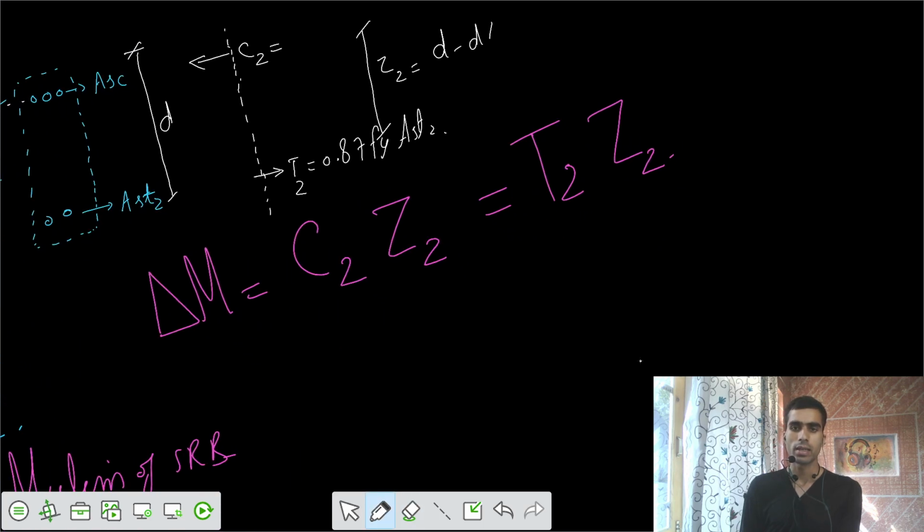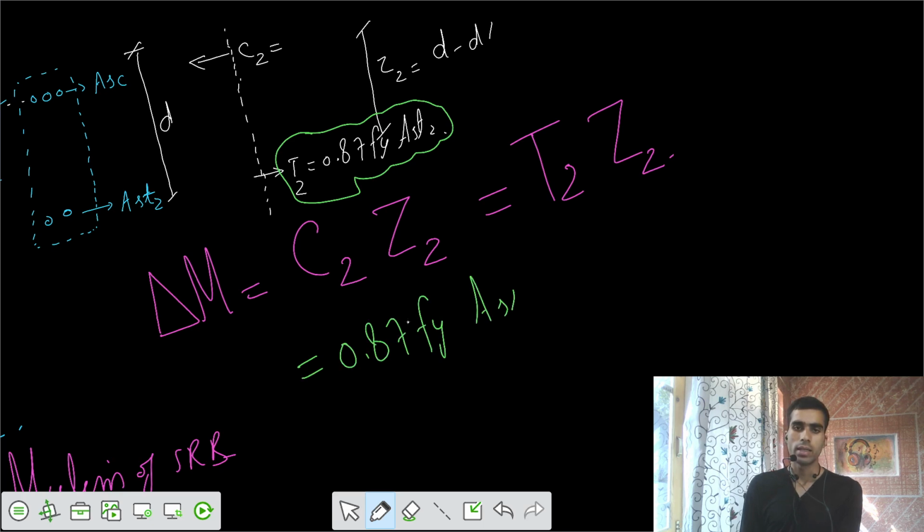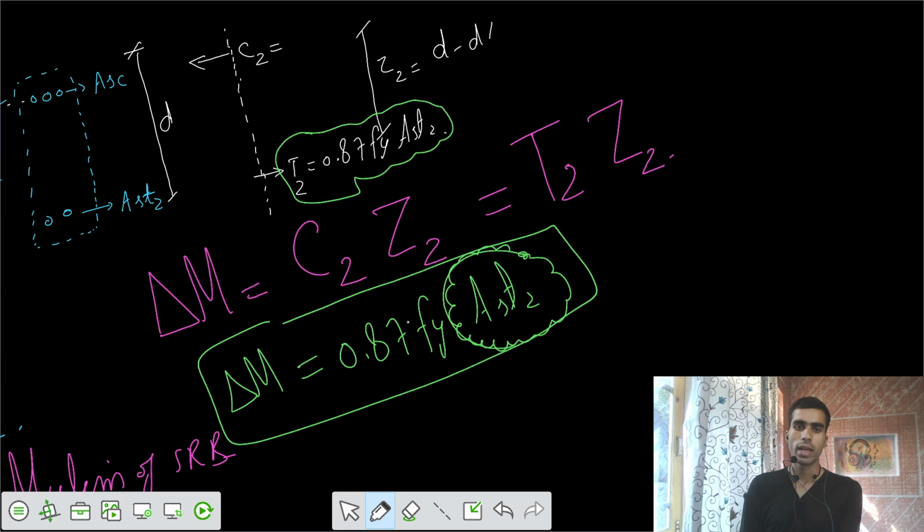Now you can get those. We are adding some steel at the bottom, some AST2. We can write 0.87 Fy AST2. So you can get the amount of steel required for that extra part of the moment delta M. That part is easy. AST2 is easy to get.